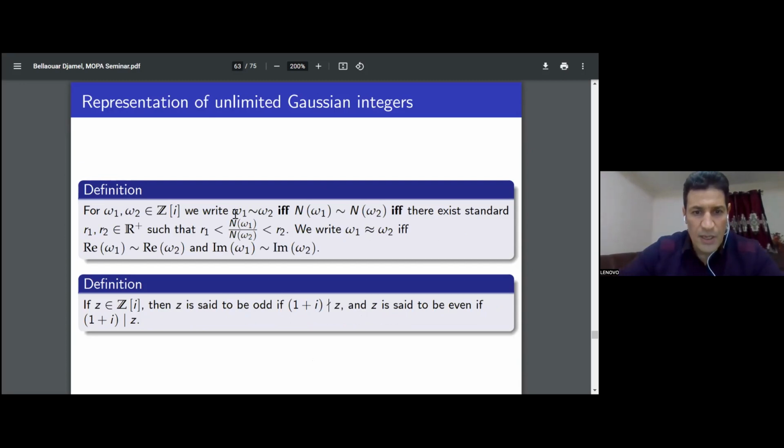We define two Gaussian integers, omega 1 and omega 2, to be of the same order when the norm of omega 1 over the norm of omega 2 is appreciable. And we use this notation when the real parts of omega 1 and omega 2 are of the same order, and the same for the imaginary parts. We say that a Gaussian integer z is even when 1 plus i divides z, and odd otherwise.